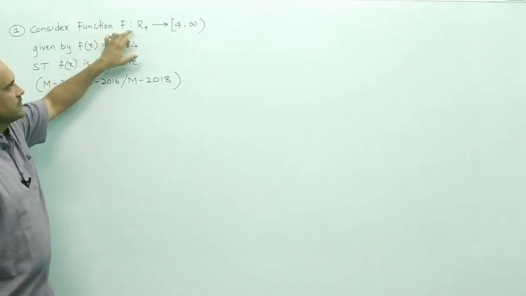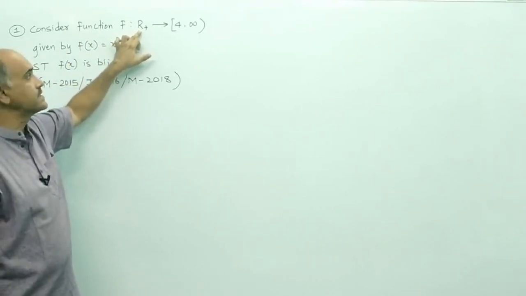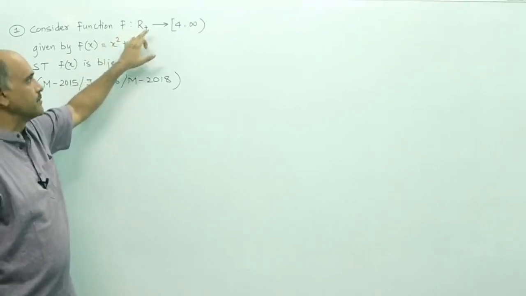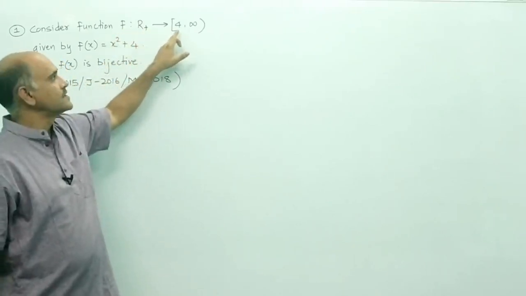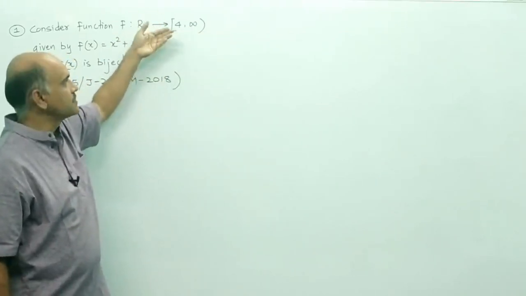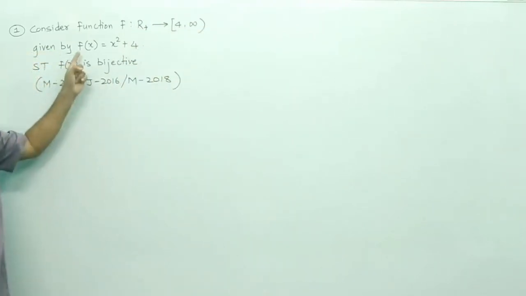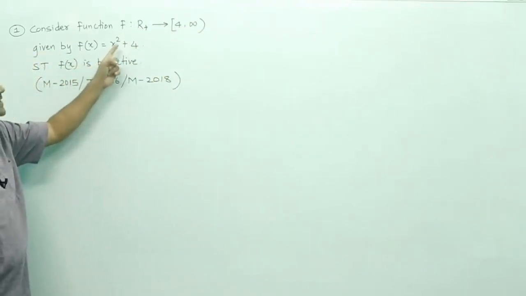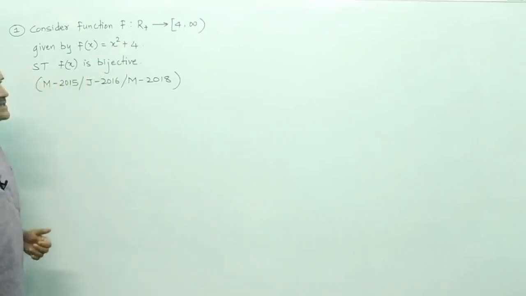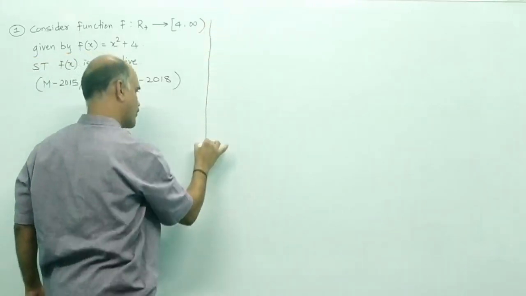So there is a function from R plus to another set. R plus indicates positive real numbers. The other set starts from 4 up to infinity, a closed interval, including 4 up to infinity. The function is defined as f of x is equal to x square plus 4. Show that it is bijective, which means you are required to show the function is one-one and onto.